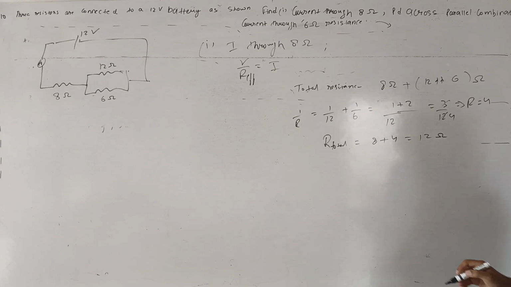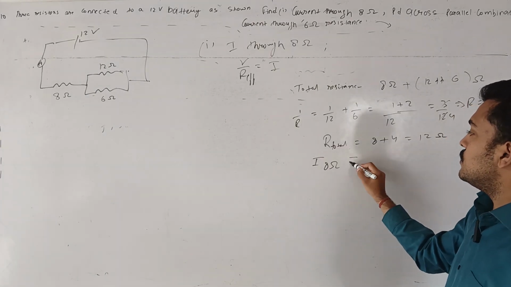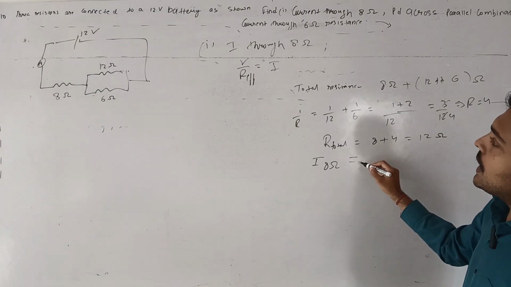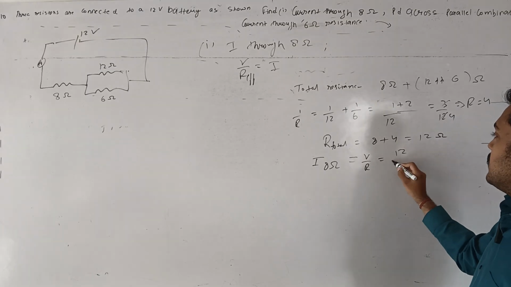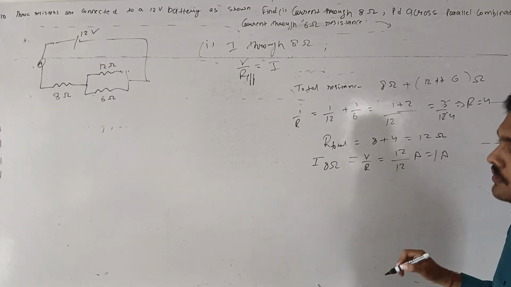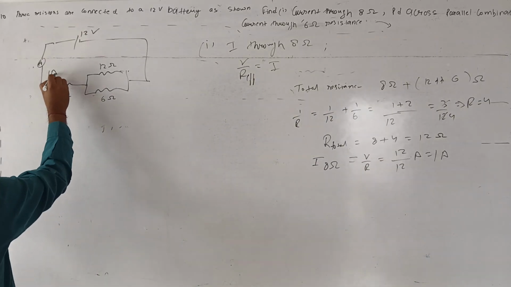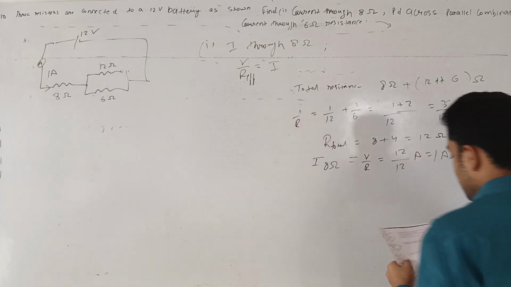Total is 12 ohm. Therefore the current through the 8 ohm resistance is equal to the main current or the total current, which is equal to V upon R. So V is 12, V upon R is 12 upon 12 ampere, which is equal to 1 ampere. So 1 ampere of current is coming through the 8 ohm resistance and 1 ampere is the total current.